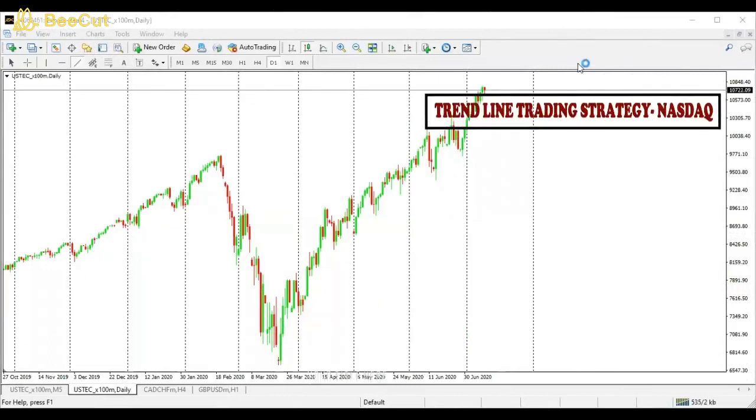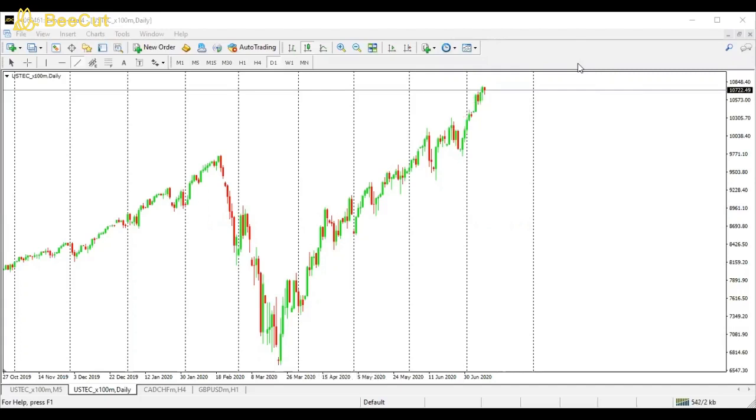I just want to quickly share with you guys my Forex trading strategy, which I use mainly with Nasdaq, US Tech, and also the Volatility Index, which are my two favorites. But you can also apply this strategy to any other currency pairs. It is called the trendline trading strategy. It's very simple and price action based, with no need to apply any indicators. So let's quickly go into the analysis using this strategy.